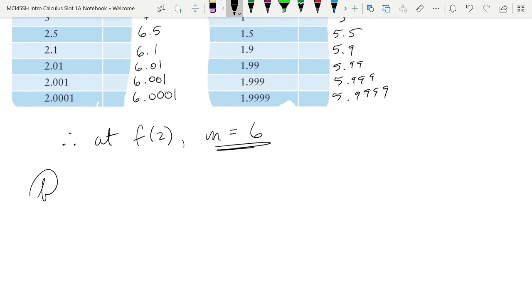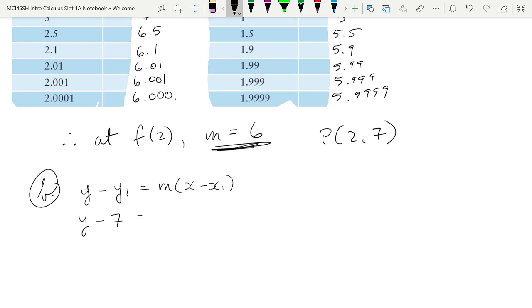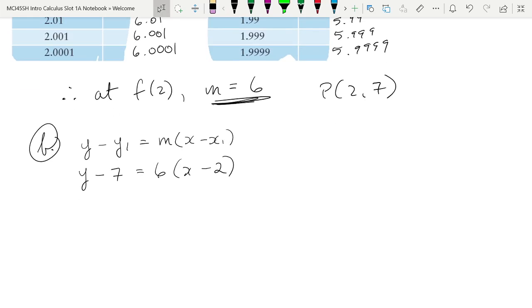So for part B, how do I find the equation of the tangent? Well, I use the point slope formula that you learned back in grade 10. I know the slope, I just figured it out. And I know that point P was, of course, (2, 7). So that's y minus 7 equals 6 times x minus 2. That's good enough if all I want is the answer in point slope form.